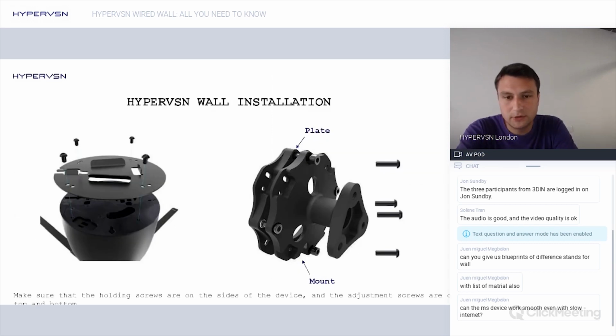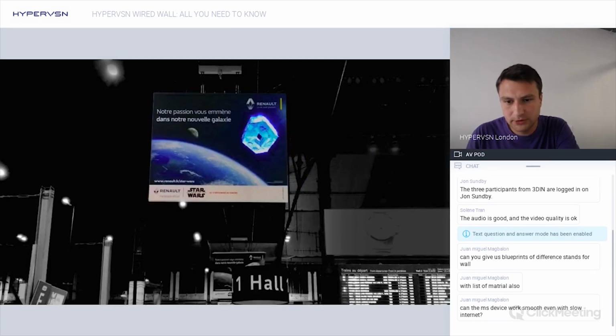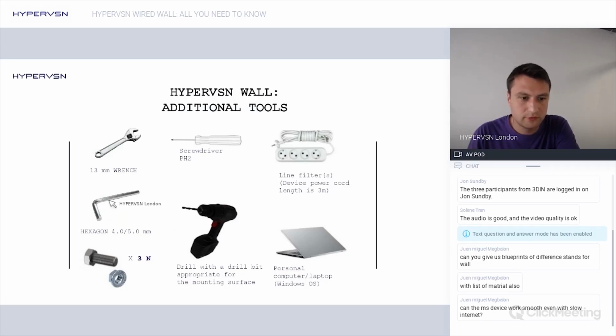For fixing the bolts on the mount, you will need a 5mm Allen key or hex key. Let me show you the slide with the tools. Here, it's hexagon 4.0, 5.0mm. Why did I mention two sizes? Because some time ago we had a different version of alignment mounts. That alignment mount required a 4mm hexagon, but the newest version of mounts requires a 5mm hexagon tool.